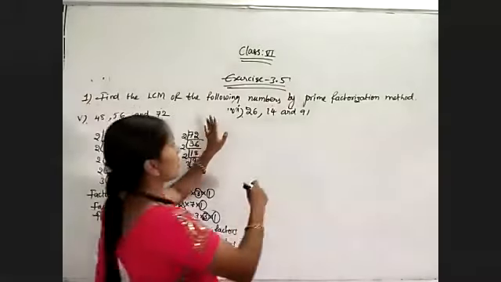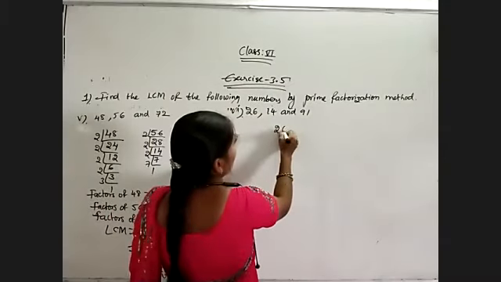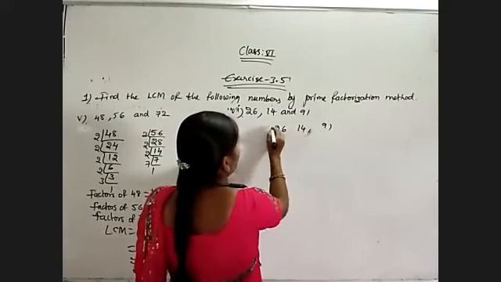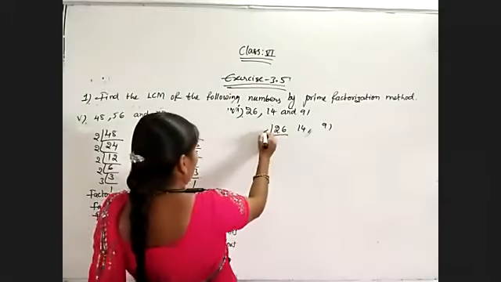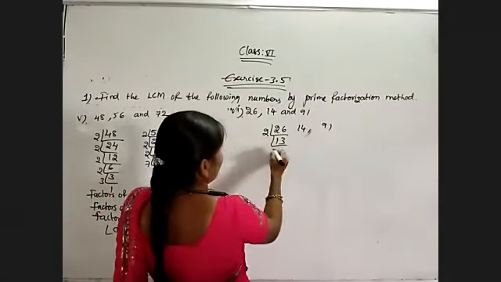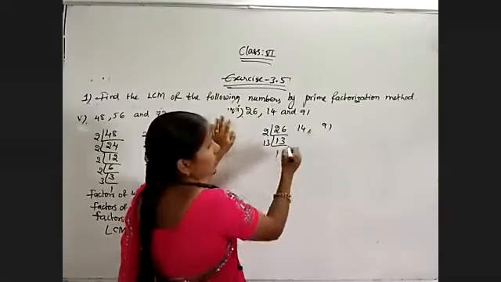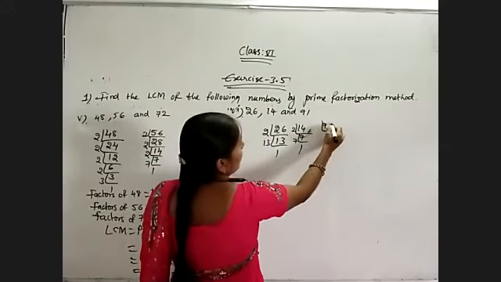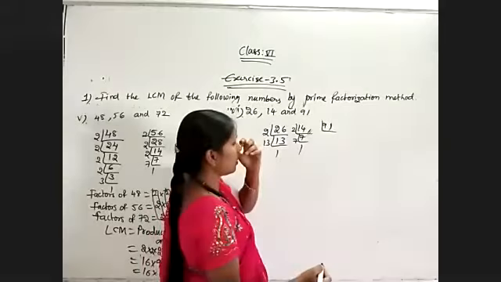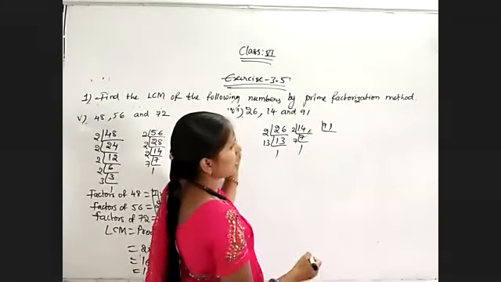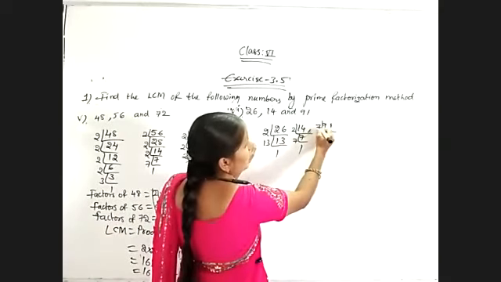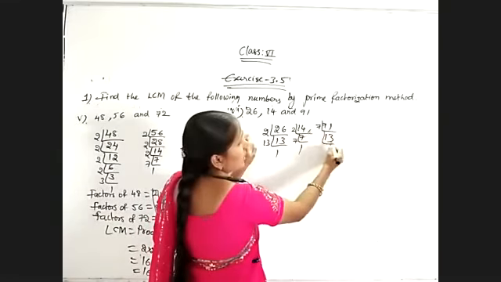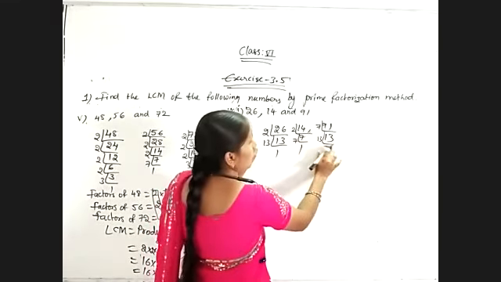Now coming to this problem, 26, 14 and 91. So find out their prime factors. 2 13s are 26, and 13 is a prime number. Now 14, 2 7s are 14, 7 is a prime number. 91 we will not get in the 2 table or 3 table, so this one we will get in the 7 table. Observe, 7 1s are 7, 7 3s are 21, 7 13s are 91. 7 and 13 both are prime numbers.